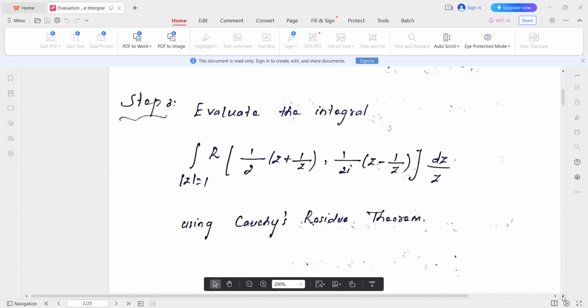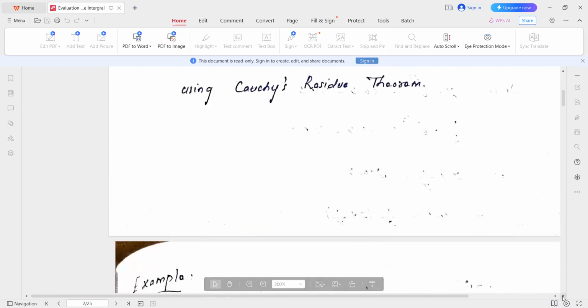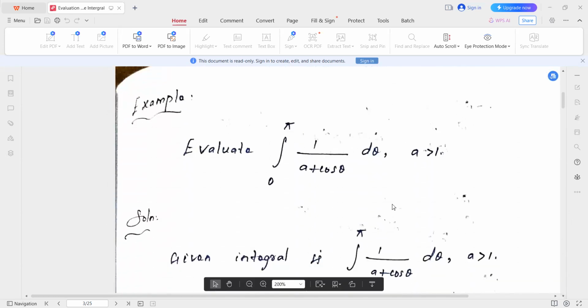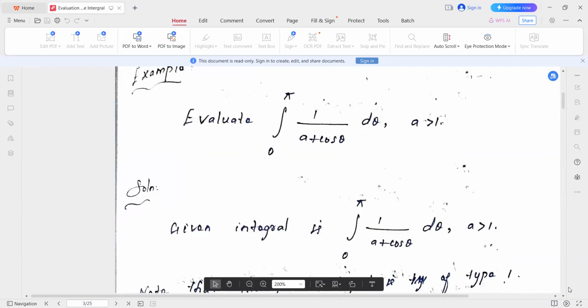If you see an example, you will get an idea of how to find the value of an integral of the form type 1. Evaluate integral 0 to pi of 1 by a plus cos theta d theta, where the value of a is greater than 1. The given integral is integral 0 to pi of 1 by a plus cos theta d theta. The integrand is a rational function of cos theta.